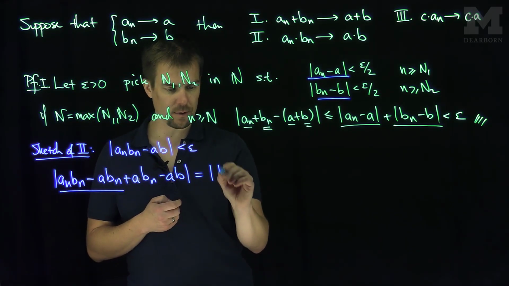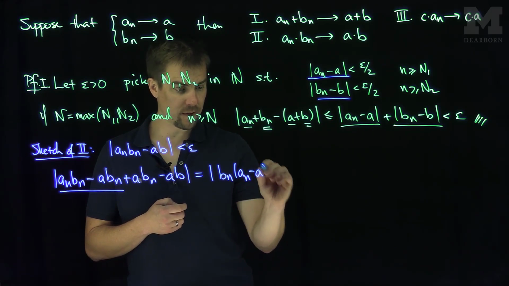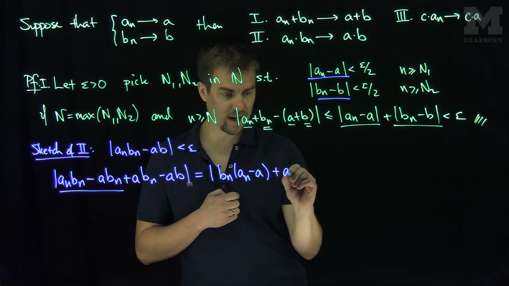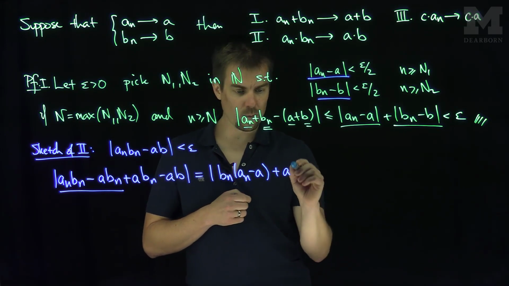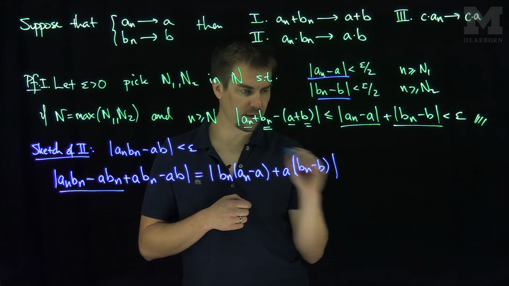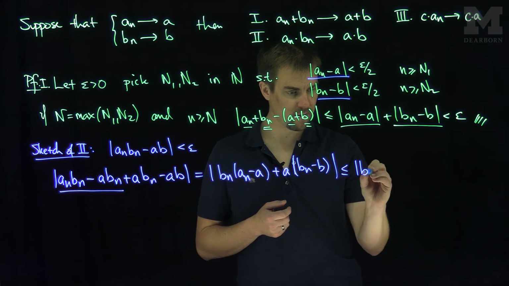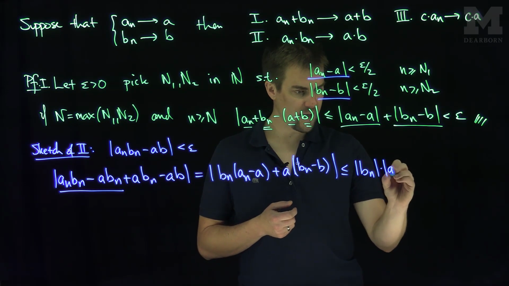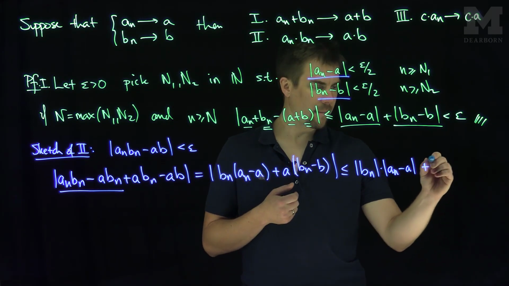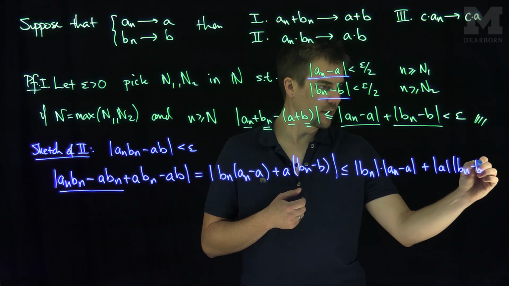So this is the absolute value of Bn times an minus a. I see my an minus a, that's good. And then I have a what? I'll factor an a out from the second terms over here. And then we'll have a factor of bn minus b, right? The triangle inequality will say this is less than or equal to the absolute value of Bn times an minus a, plus absolute value a, and then bn minus b.